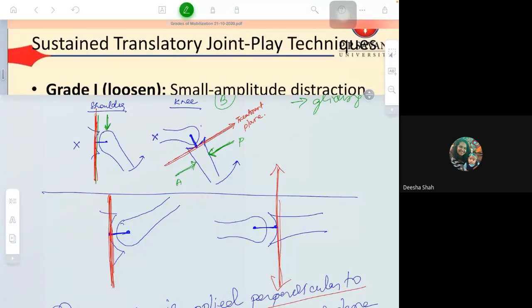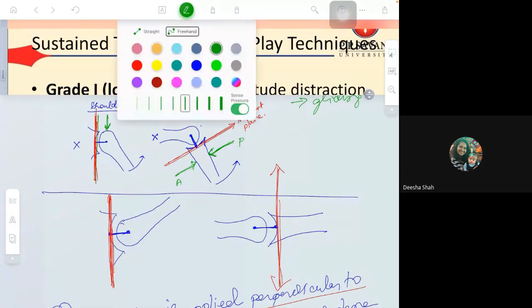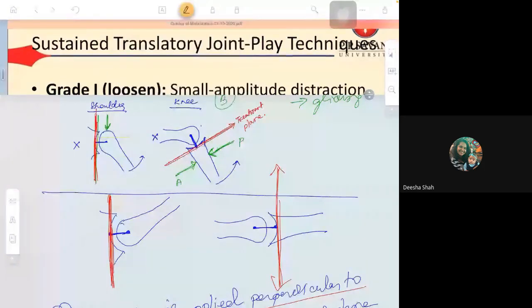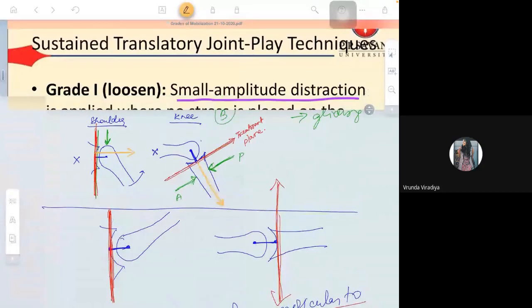Then what is distraction? This is distraction, perpendicular to the treatment plane. In this example, this is called distraction. If you separate the joint in this direction, it is called distraction. Why distraction? Because it is perpendicular to the treatment plane. Are you clear? Yes, sir.